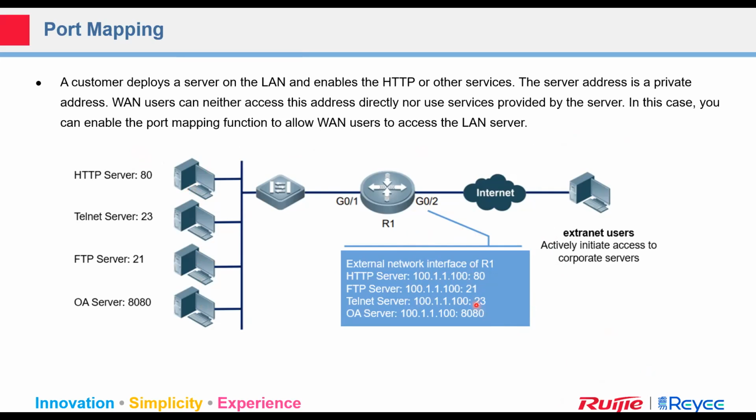So here you can see the IP here is all the same, 100.1.1.100. But here a different port is mapped for each different kind of server. Here you have HTTP server, Telnet server, FTP server, and OA server. So you can use port mapping.